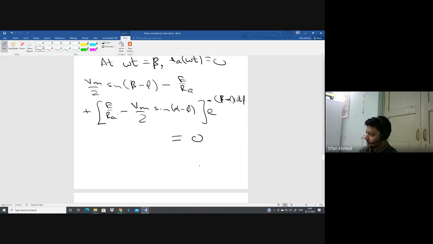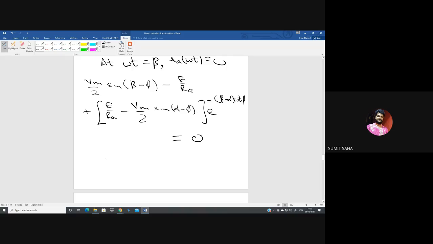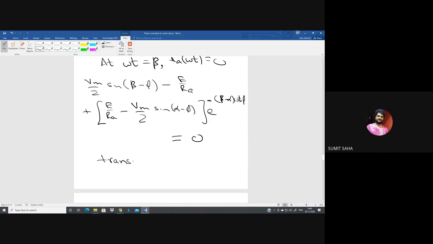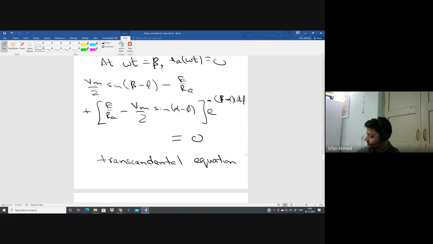It's not a trial solution equation. There is no trial solution equation. Say iterative solution. मैं पूछ रहा हूँ equation कैसी है? What type of equation it is? You are telling me how to solve the equation. It is called a transcendental equation. ठीक है?